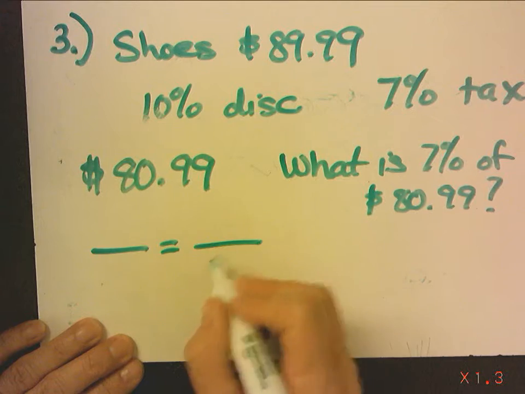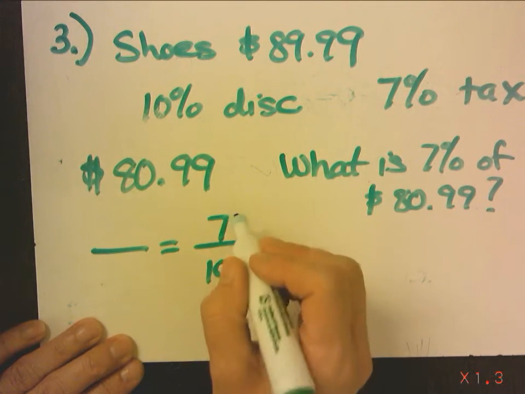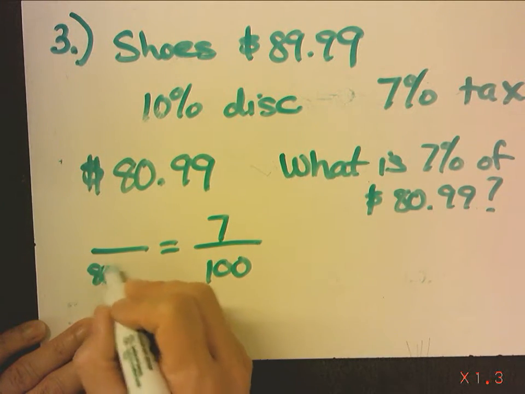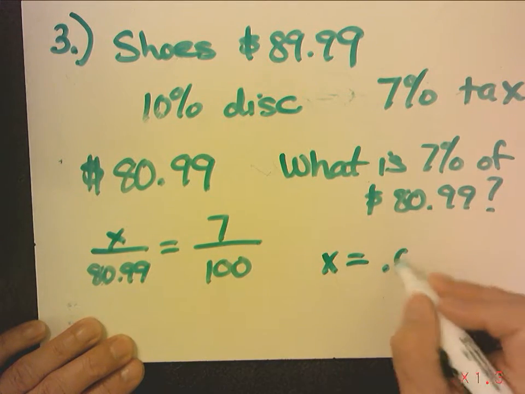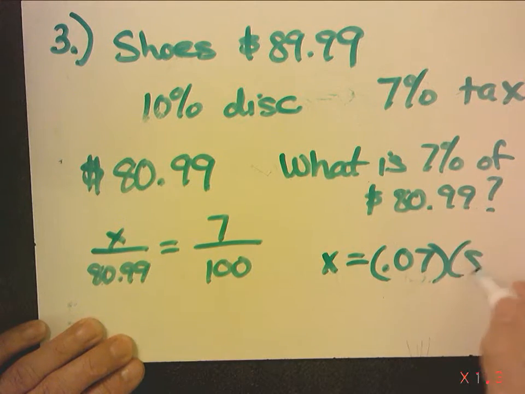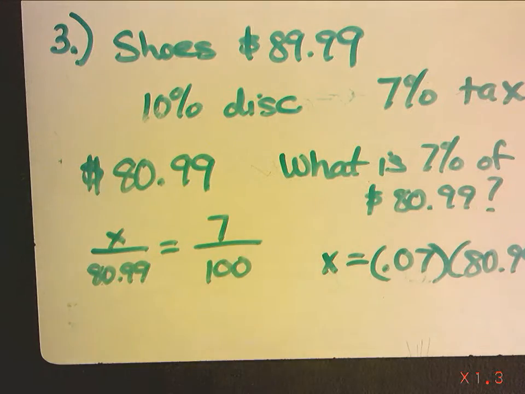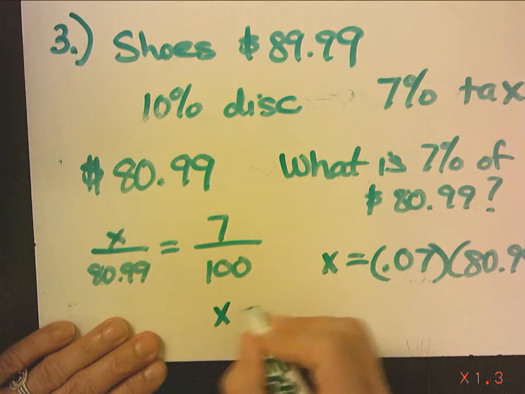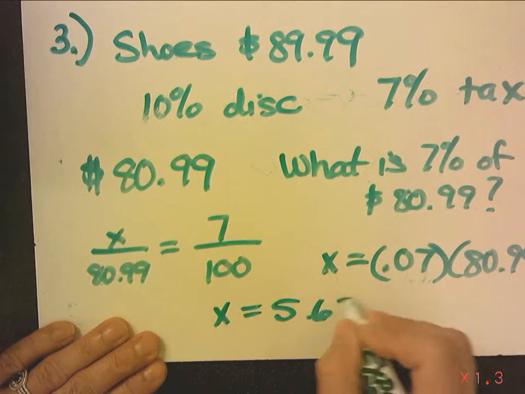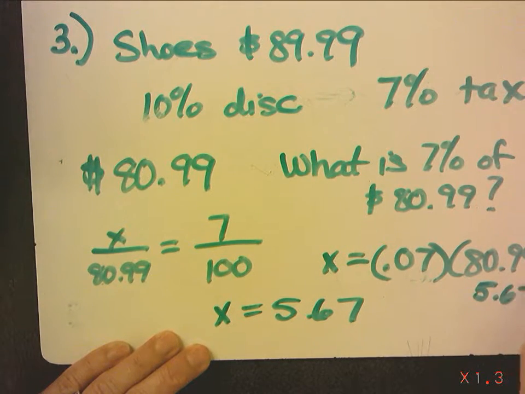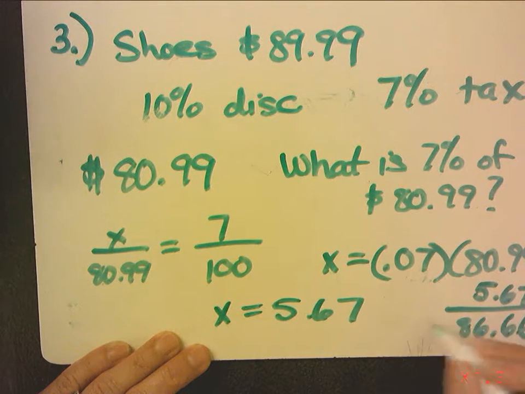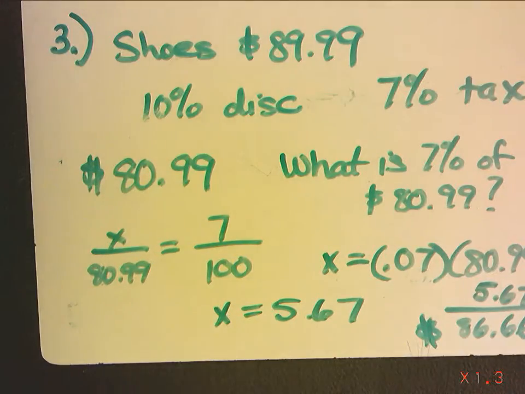I can use percent proportion. What is 7% of $80.99? Or X is 0.07 times $80.99. Either way, you will get an answer of $5.67. Now, this gets added to the $80.99, unlike discount, which gets subtracted, and your final answer is $86.66.